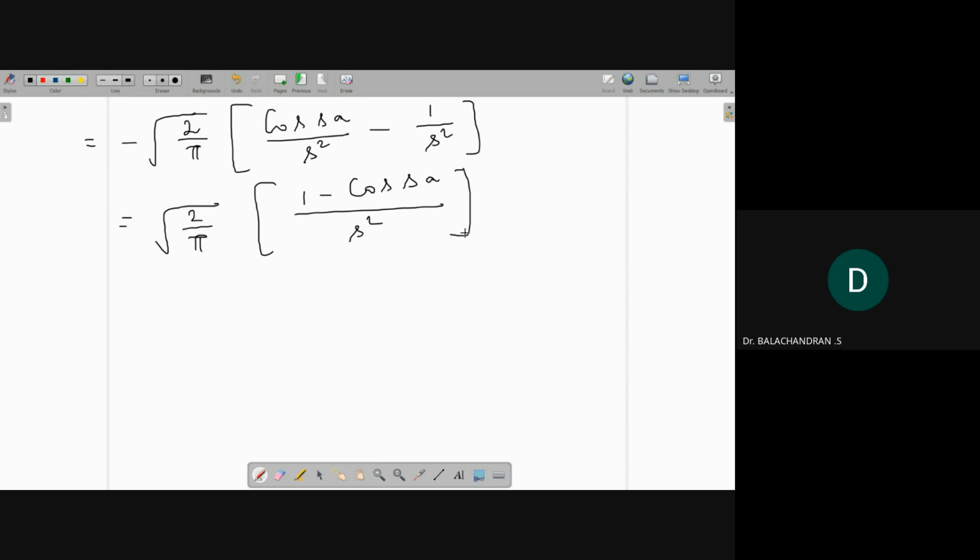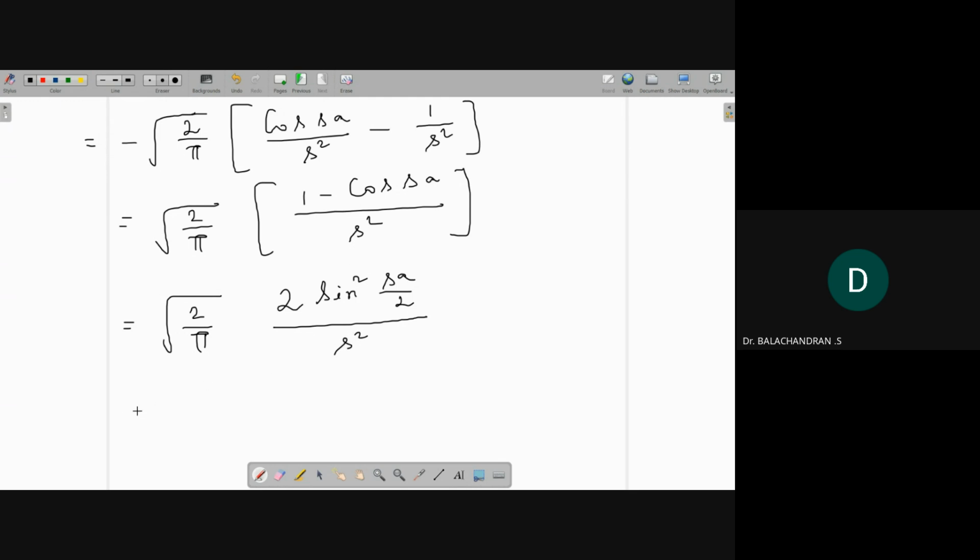So this is okay. One more step. I will write root 2 by pi. This is actually 1 minus cos sa, what is it? 1 minus cos x formula is 2 sine square x by 2. So 2 sine square sa by 2, whole divided by s square.